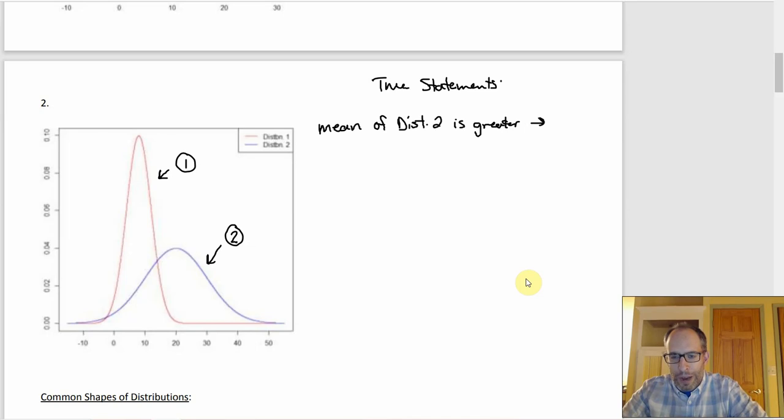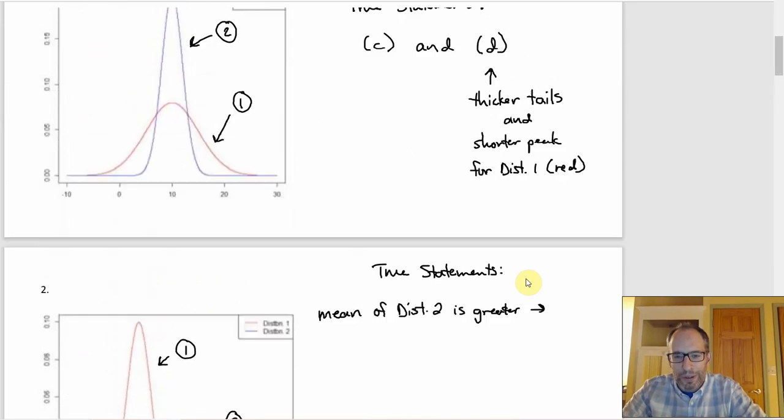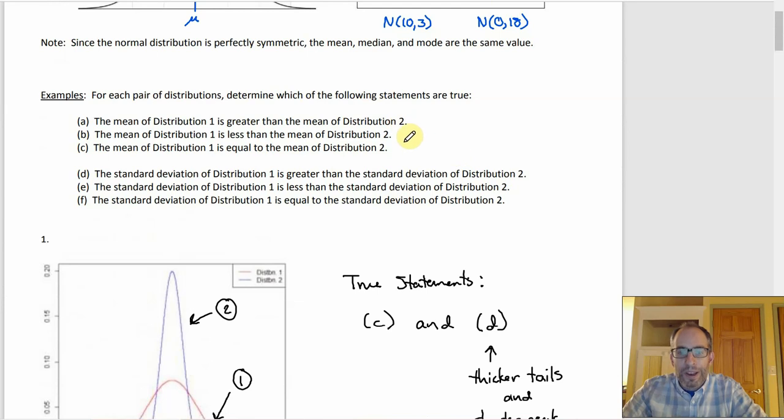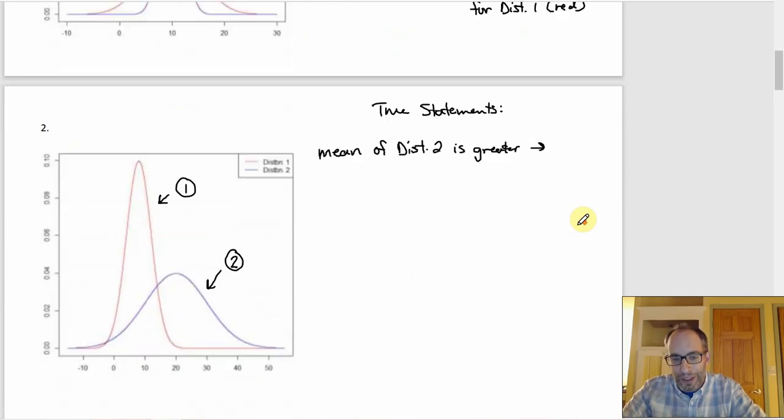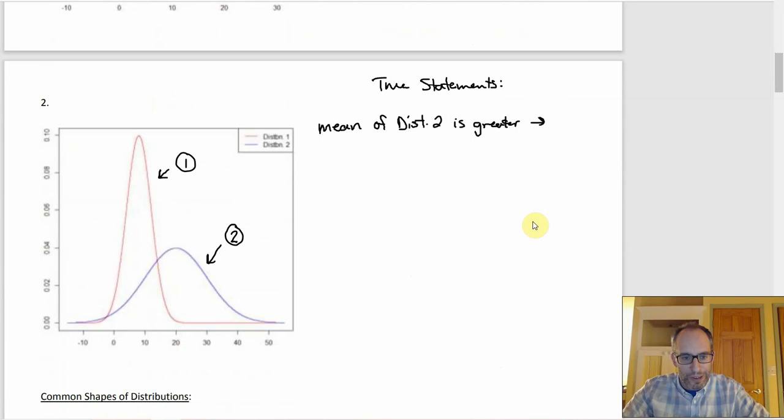And if we go up, I think that's B, but let me check. I don't remember how I configured those exactly, but I think that's right. Yeah, mean of distribution 1 is less than mean of distribution 2. That's what it looks like, right? It looks like the mean of distribution 1 is 7 or 8. Looks like the mean of distribution 2 is about 20. So yeah, that's B. Looks like it's true. So look for the hump when you're looking for the mean, right? Top of the hump, that's where it is.